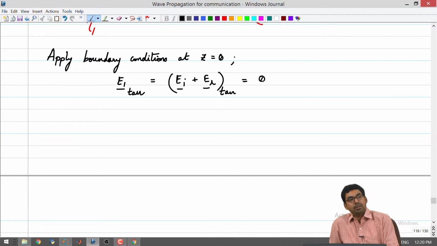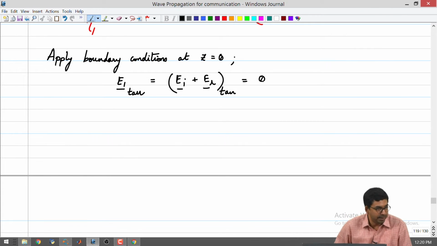plus reflected is 0. Also note that the way we have assumed the direction of the electric field, entire electric field is tangential to the interface anyway. So, I have just written EI plus ER, the tangential component is 0, but the way we have drawn, the entire value of the field is tangential. So, we could just take the sum and then equate it to 0. That would be a boundary condition at z equal to 0 as far as the electric field goes.